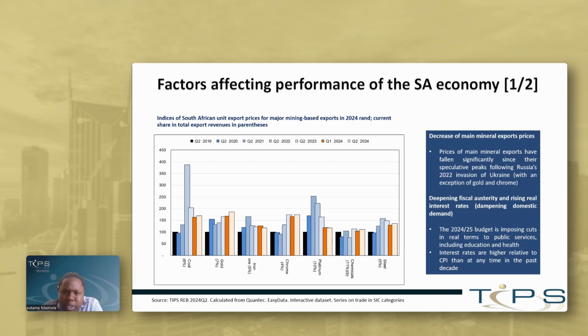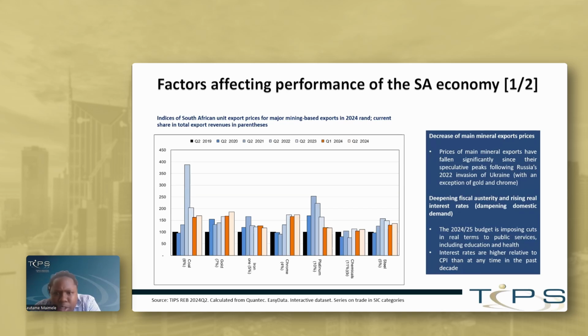And the other one is that there's a deepening fiscal austerity and rising real interest rates. Of course, I think there has been some adjustment, especially in terms of real interest rates, which we've seen in the last few months or so. But since this presentation is focusing more on the second quarter, during that time the interest rate has actually also been high. Both the fiscal austerity and interest rates have been dampening domestic demand.